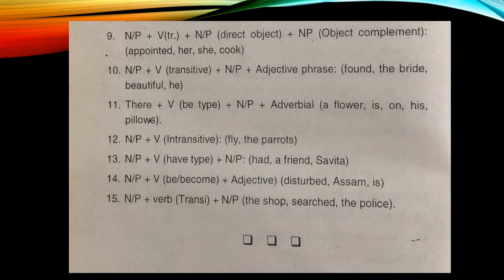And in the last sentence you have noun or pronoun plus the verb, which is transitive, and then again you have noun or pronoun. So here we have the sentence, the police searched the shop. So it will be S plus V plus O.